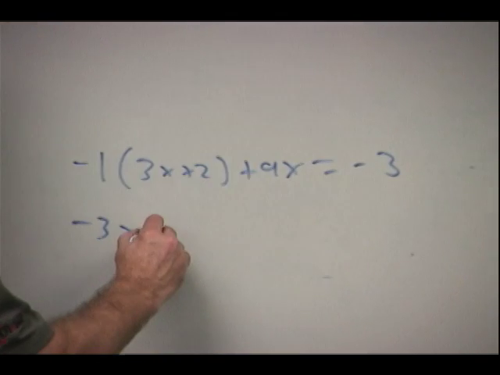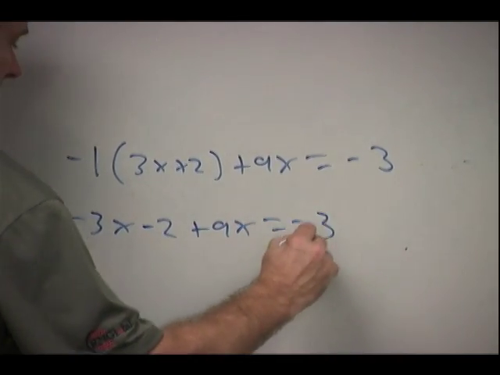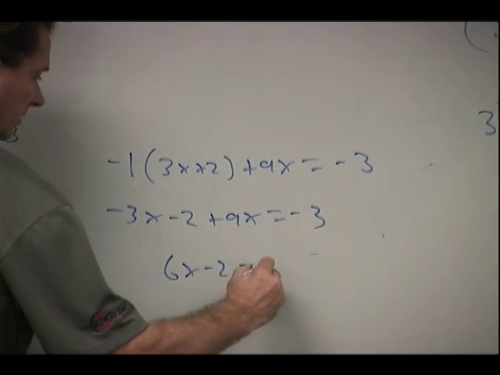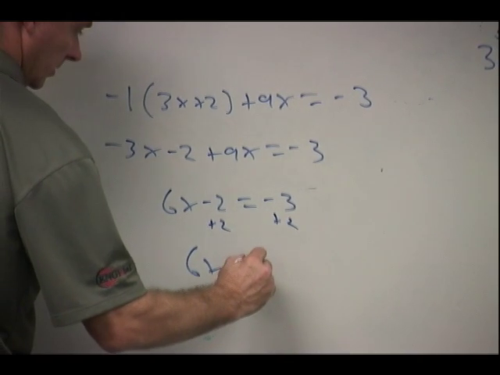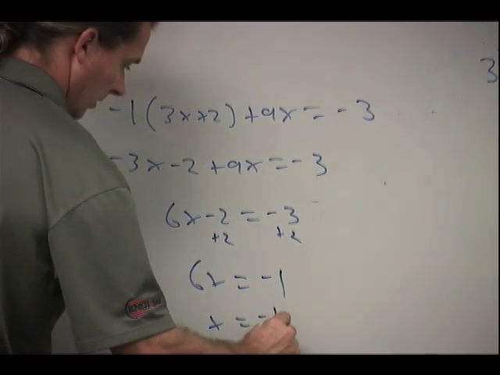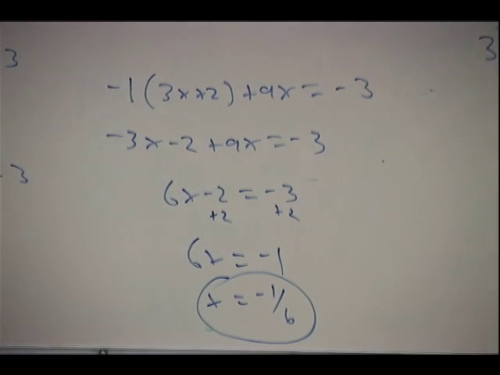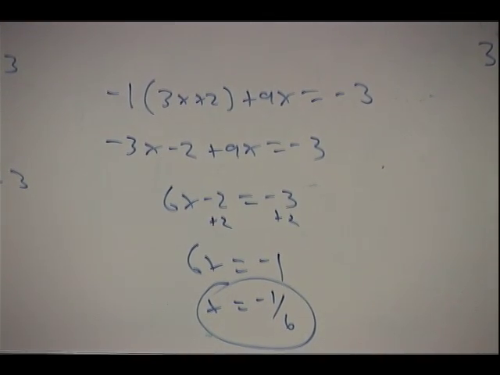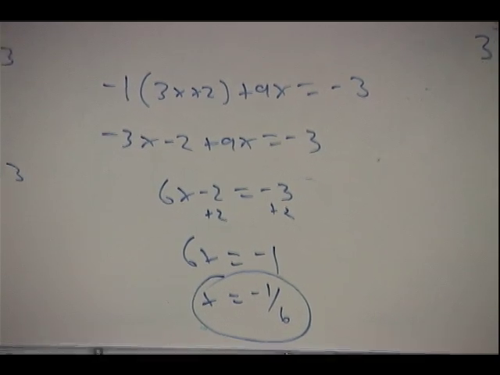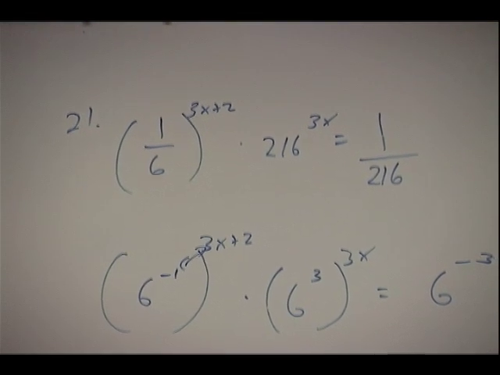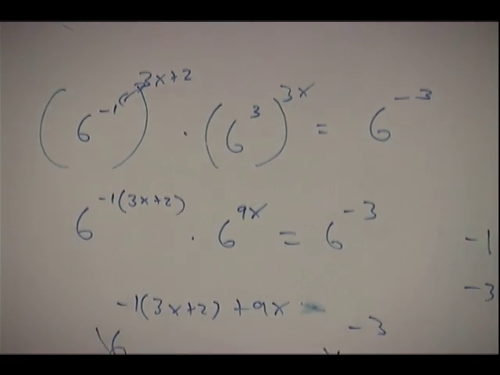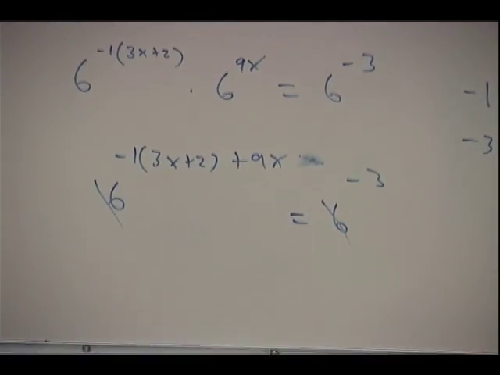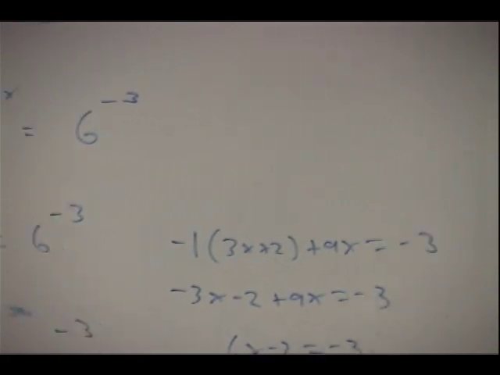Distribute here, minus 3x minus 2 plus 9x equals minus 3. 6x minus 2 equals minus 3. We're going to add 2 to both sides. We're going to get 6x equals minus 1. x equals minus 1 over 6. Somebody check that on the answer. You guys okay with this stuff?